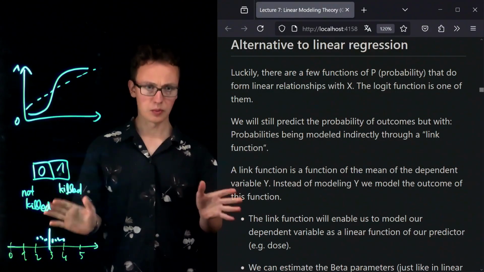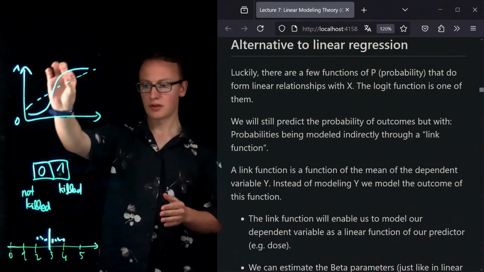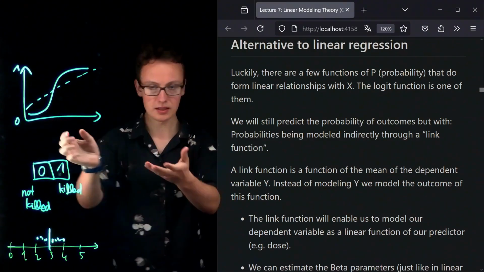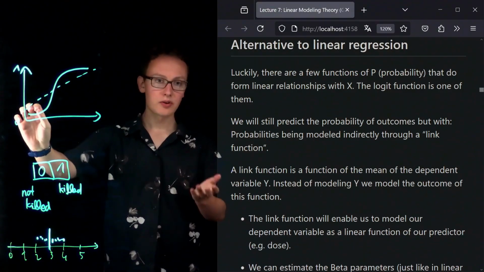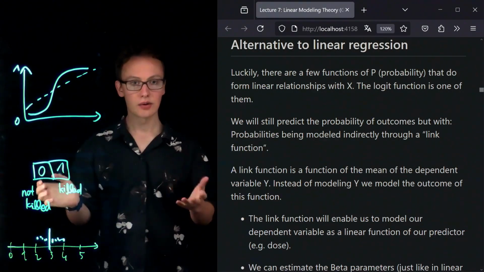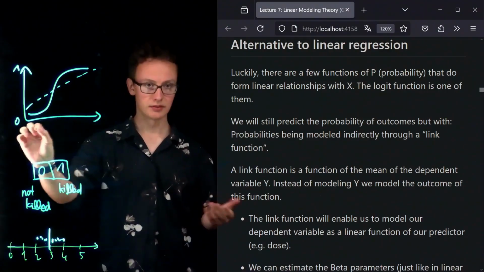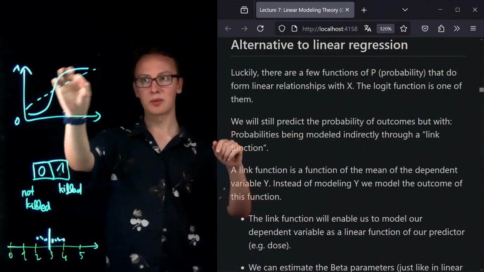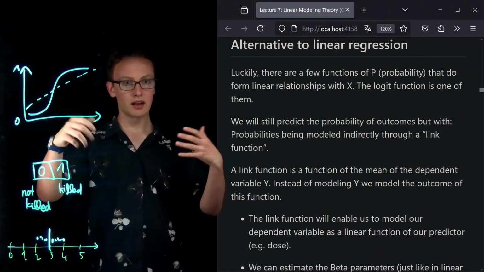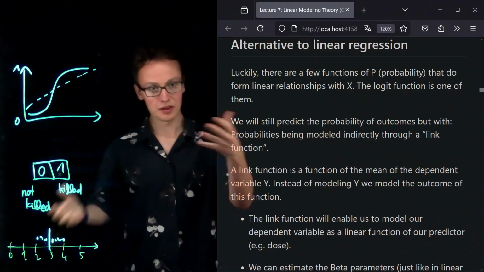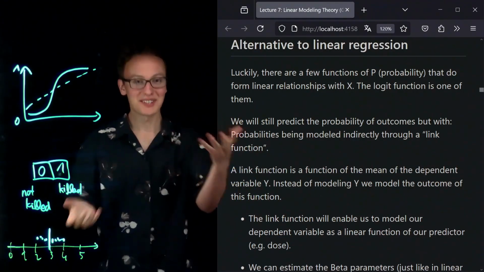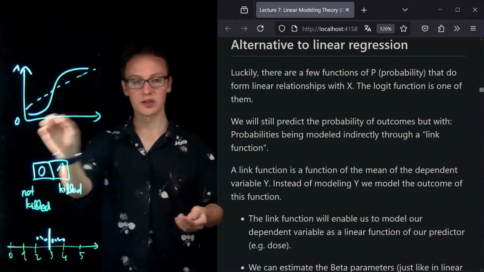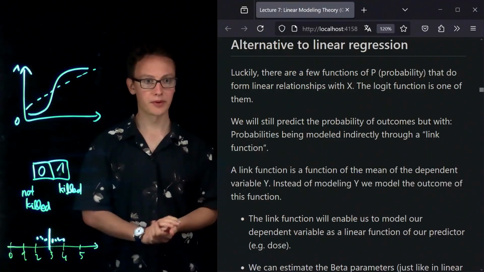Well, we have seen that the proportions of beetles killed, or we can also think of them as probabilities, the probability of beetles getting killed, are not in a linear relationship with our predictor, the dose, okay? But there are actually functions of that probability which transform it into a new kind of quantity, which then is actually linearly related to such a predictor, like the dose, for example. Okay?